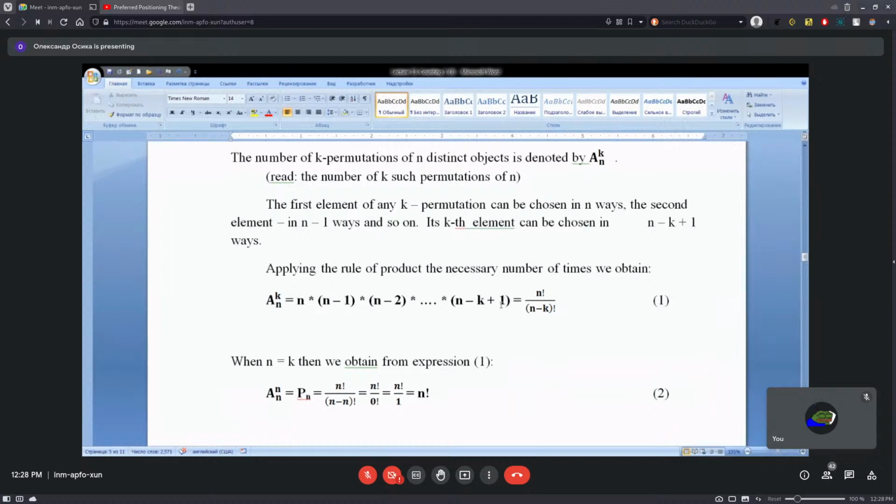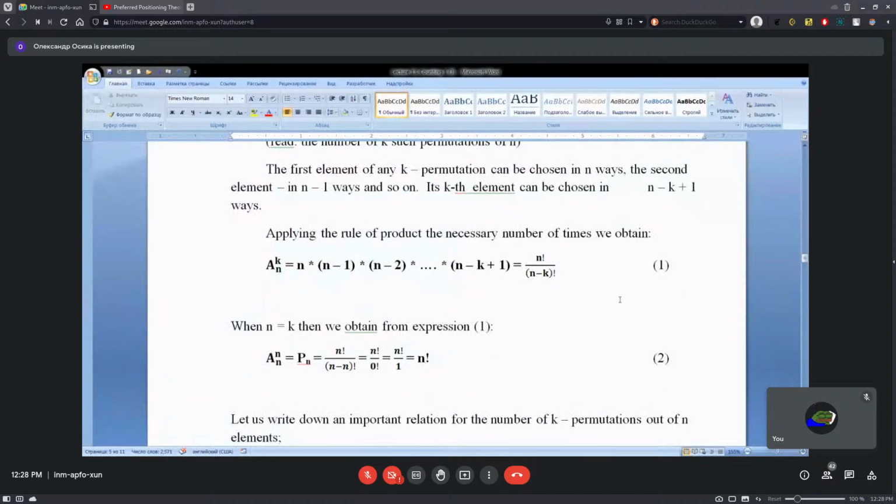What if we multiply this product by n minus k factorial, and of course divide by the same number? Then here we'll have n factorial, and here n minus k factorial. So this is the formula for calculating the number of k permutations of n distinct elements, like this.